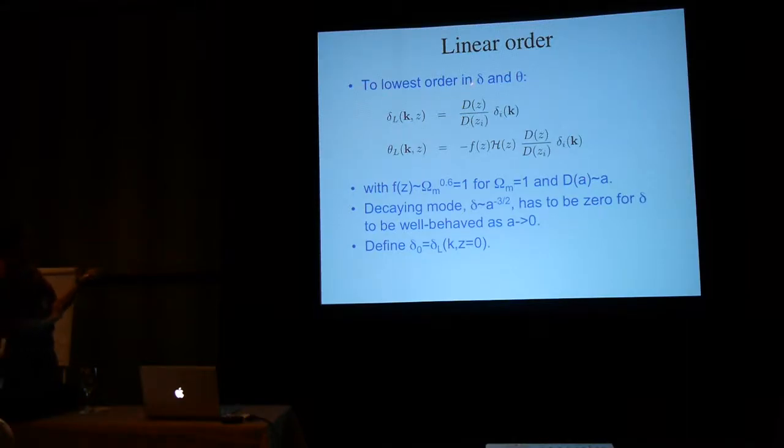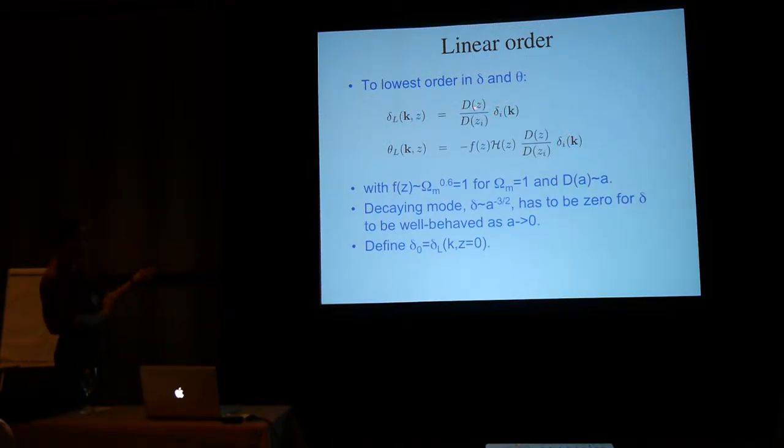All right. So to lowest order in delta and theta, ignoring the right-hand side, I get the so-called linear solutions, in which I start with my initial conditions, and then things just grow by some function of redshift, a function we can write down quite easily. I factored out this Hubble parameter here. This f function looks like omega matter to the 0.6, but since I've assumed omega matter is 1, this f function is 1, so I could have just replaced this with 1. And this growth factor, in the case that omega matter is 1, is just equal to the scale factor here. And so these equations become quite simple.